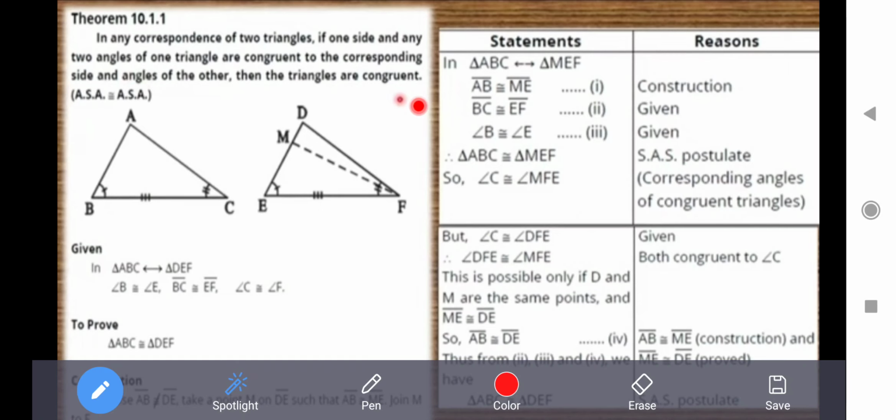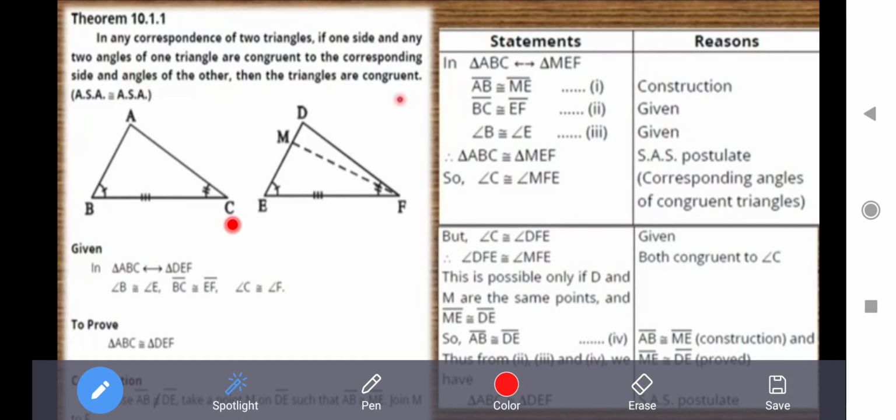In this theorem we will discuss the correspondence of two congruent triangles. But what is the meaning of correspondence? The sign of the correspondence is this, and we will discuss it by taking one-to-one correspondence. For example, if I take A, then I'll take D. If I take B, then I'll take E. Same is the case if I take C, then I'll take F. If I take side AB, then I'll take side DE. This is one-to-one correspondence.